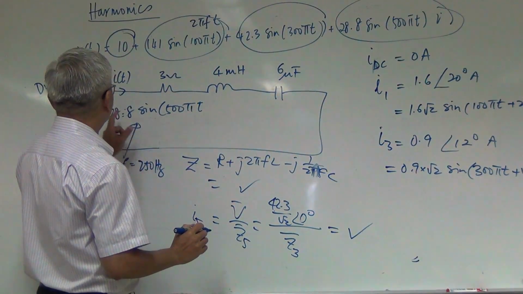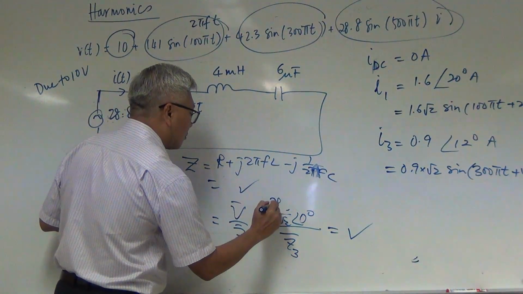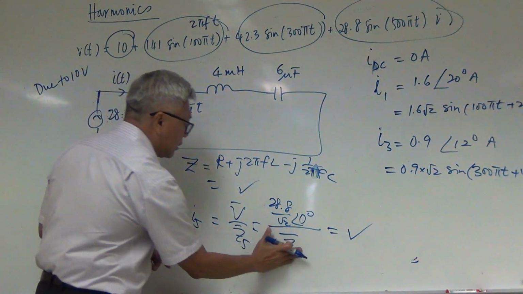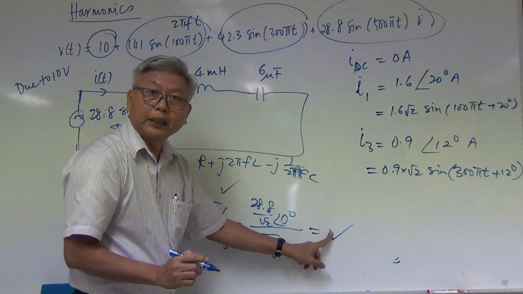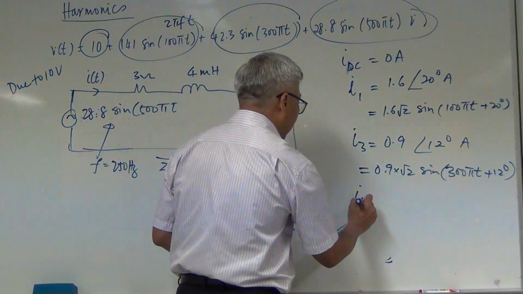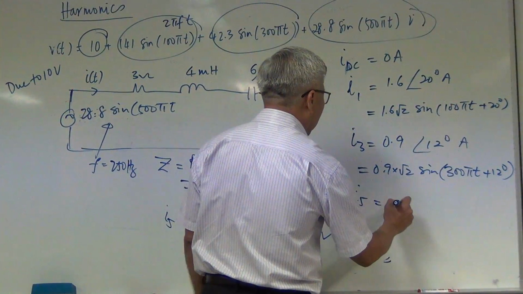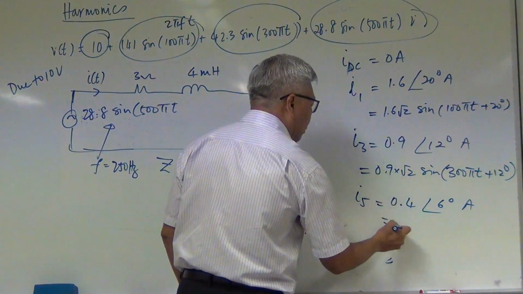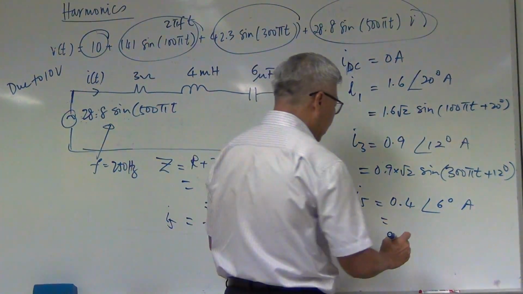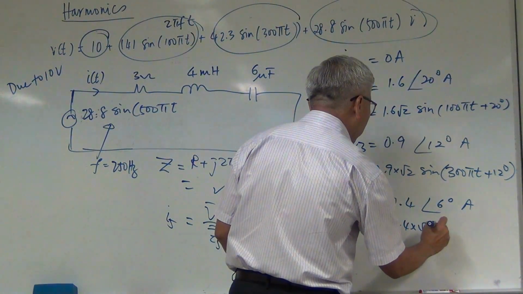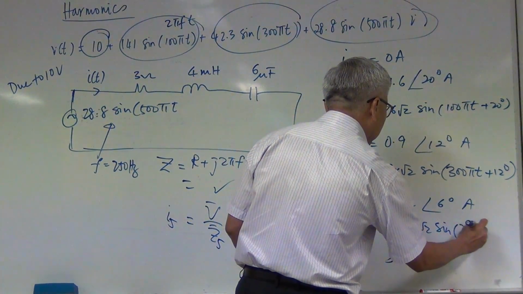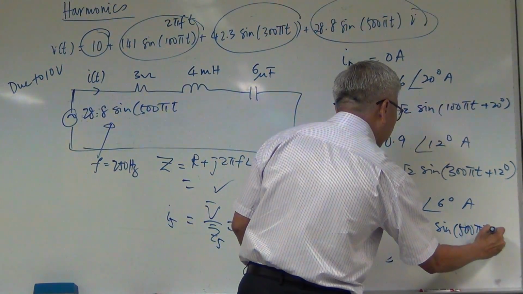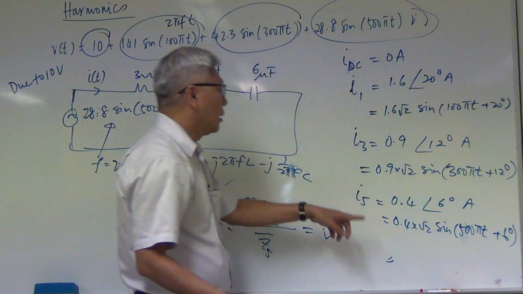So it's 28.8 divided by square root 2, angle again 0 degree, divided by the new impedance. So you get a polar number again. Let me just pick another one. I5 is equal to, let's say, 0.4 angle 6 degree ampere. Do you know how to make this into sinusoidal? Of course. It's 0.4 times square root 2 sine 500 pi t plus 6 degree ampere.